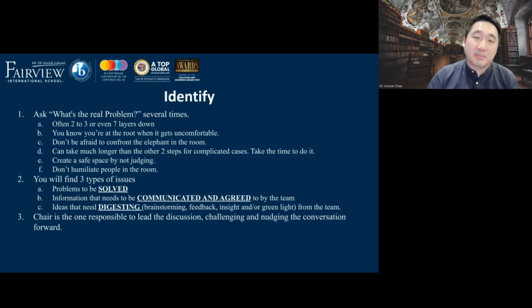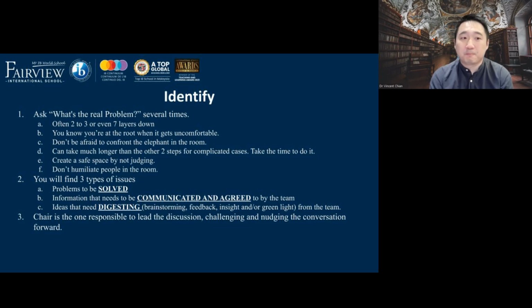Create a safe space by not judging people at this point. If people start throwing blame, you say, look, we're not here to cast blame. We're here to identify the issue. What is the issue? What are the facts? And just leave it at that. Do not humiliate people in the room, okay? This is an opportunity for you to demonstrate your leadership skills by making sure that you take care of other people's feelings.